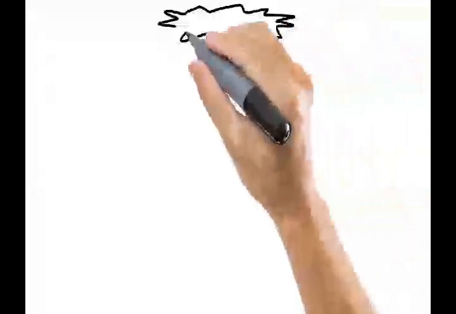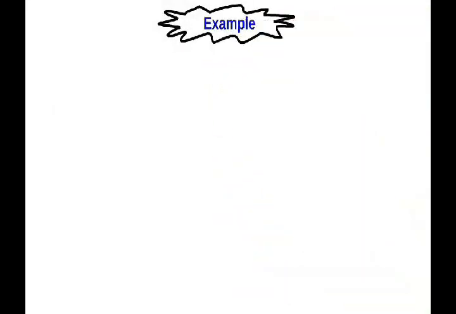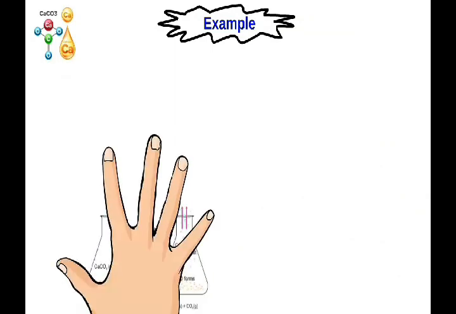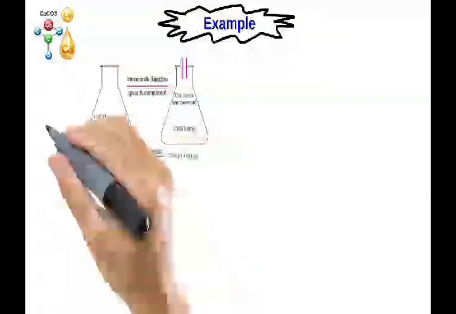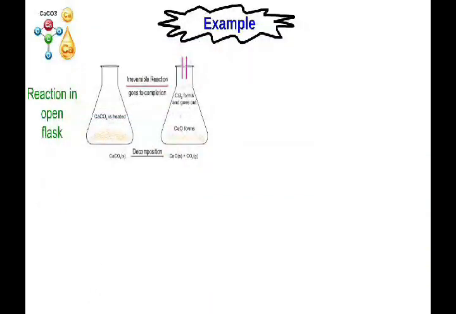Moving ahead towards another example, which is the formation and decomposition of calcium carbonate. We will see two cases of this reaction. The first reaction takes place in an open flask. In this case, calcium carbonate is heated in an open flask. It decomposes to form calcium oxide and carbon dioxide. Carbon dioxide escapes out and the reaction goes to completion.